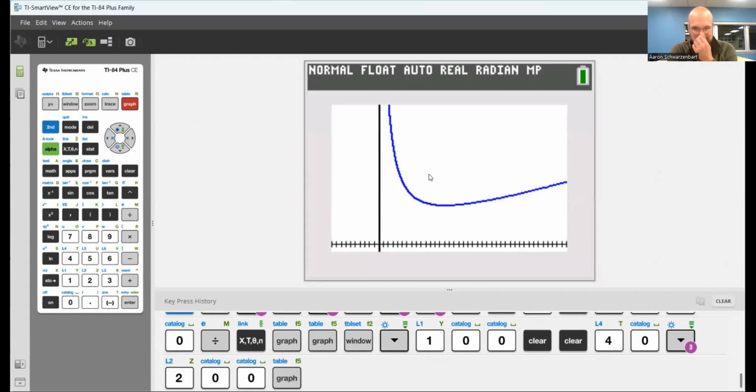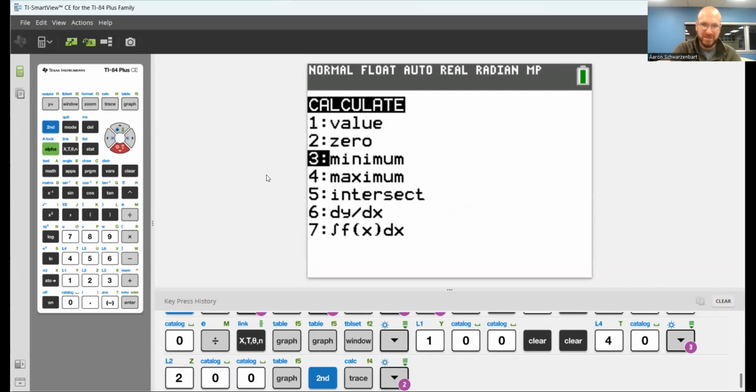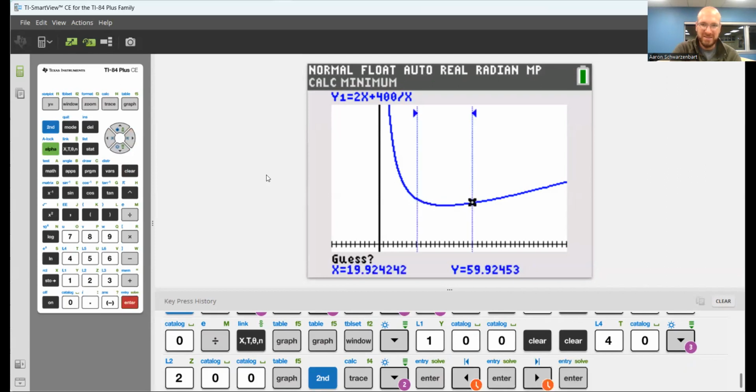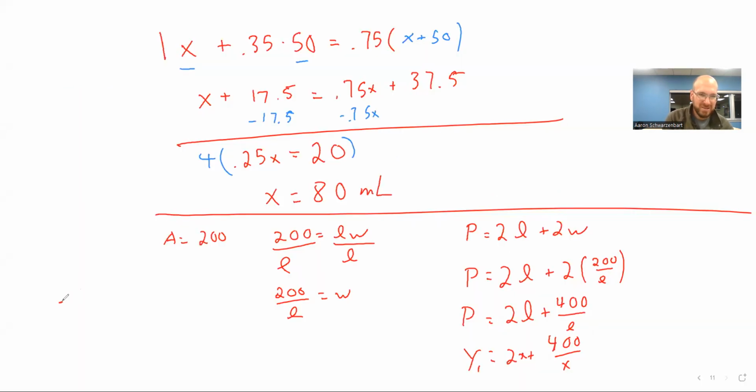Okay, now I see it. I don't care that much about what it is. So I'm going to use the minimum, just like I would on any other graph, to find the minimum. I go to a point higher than the bottom on each side. I don't care what my guess is. 14.14 is the length. Okay. So I know that L here equals 14.14. That's enough decimal places. That's 4 places.